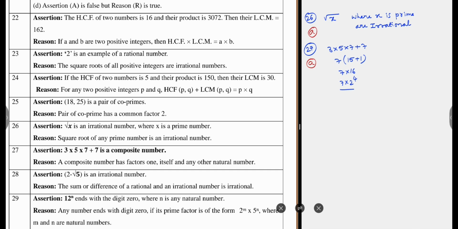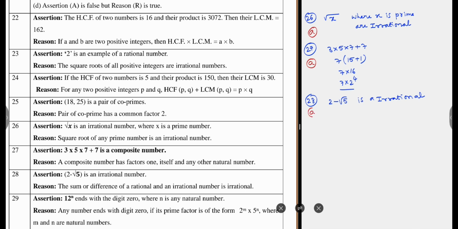Question number 27 done. Now question number 28. Assertion is 2 minus root 5 is an irrational number. True, that is an irrational number. Assertion is true because it is an irrational number. And the reason is what? The sum or difference of rational and irrational number is always irrational. True. So assertion is true, reason is true, and reason is the correct explanation of assertion. So option A is correct.